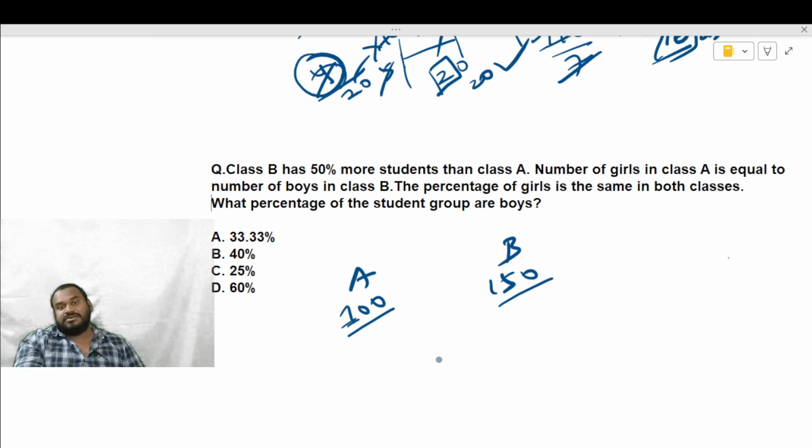The number of girls in class A is equal to the number of boys in class B. There is a condition given. The number of girls in class A, I'll take it as GA, is equal to the number of boys in class B.